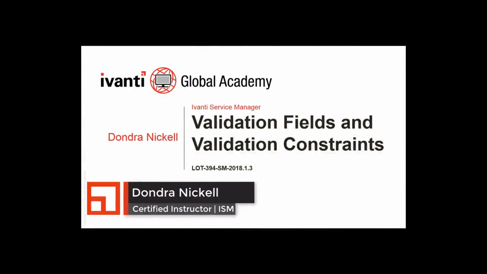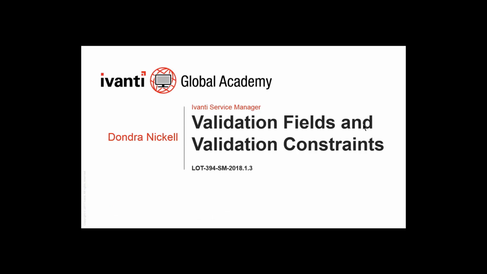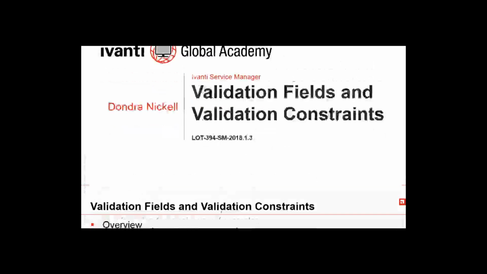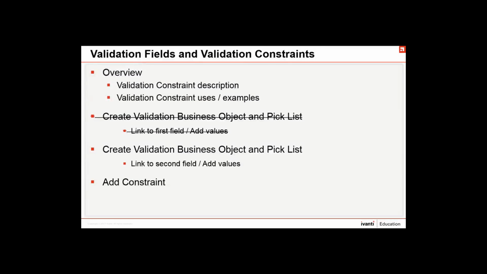So in part 2 of this topic, we are going to talk more about validation fields, and then we're going to learn about using validation constraints within our business objects. I'm going to give you an overview and description of what a validation constraint is. We'll talk about how it's used and take a look at some examples.